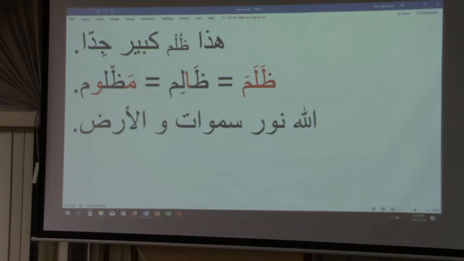Good. Now, what is the meaning of oppression? ظلم. Now, I want you to look at this word. This word is ظلمة. Okay, let's make it smaller. Darkness.